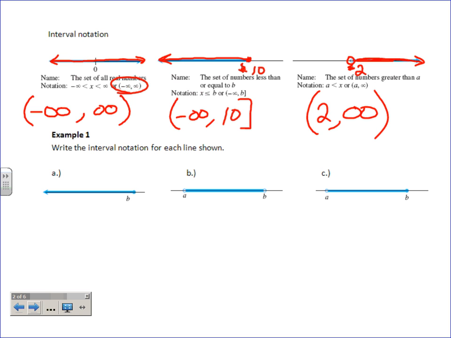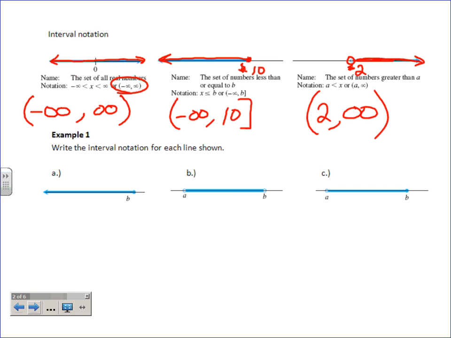So the parentheses are always going to be with infinity because there's never going to be a right answer. Like there's never going to be a set answer. Exactly. Infinity will always be a parenthesis. Basically, like I said before, somebody could always do better. Somebody could always get further out towards infinity than what you just said.